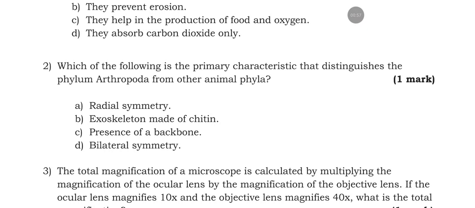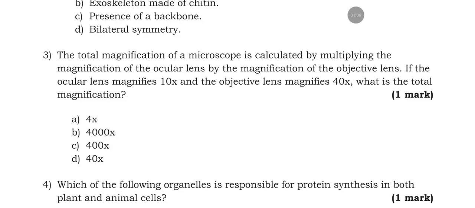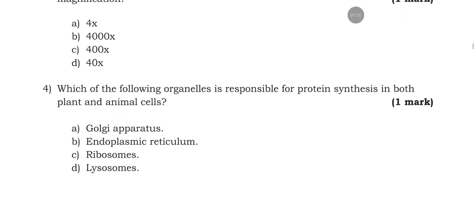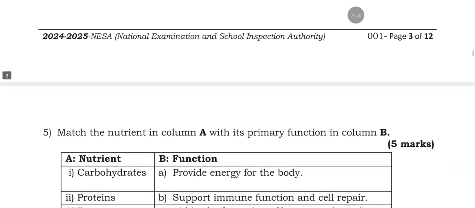Question 2: which of the following is the primary characteristic that distinguishes the phylum Arthropoda from other animal phyla. Then 3 is about the total magnification of a microscope, calculated by multiplying the magnification of the ocular lens by the magnification of the objective lens, and then asking for the answer. Number 4 is about the organelles responsible for protein synthesis in both plants and animals.